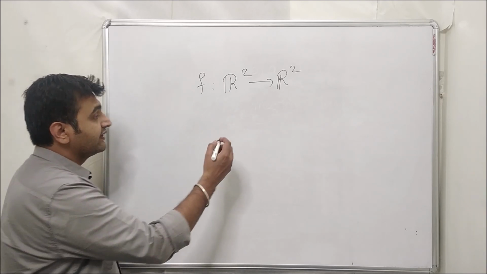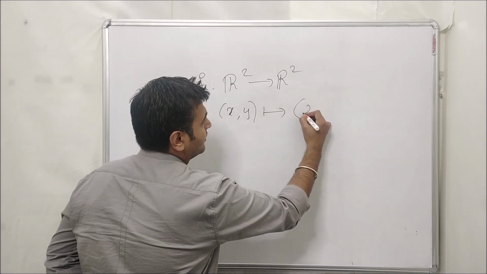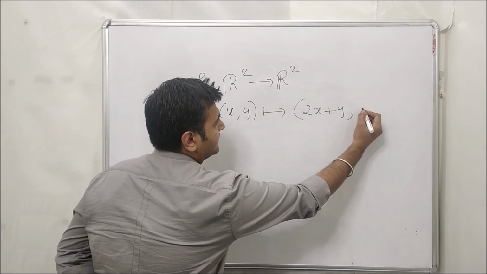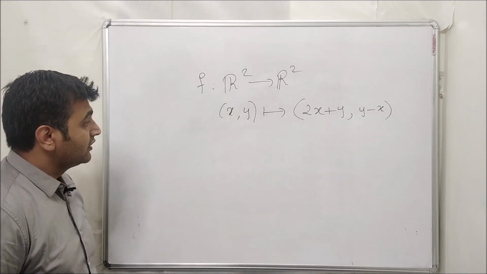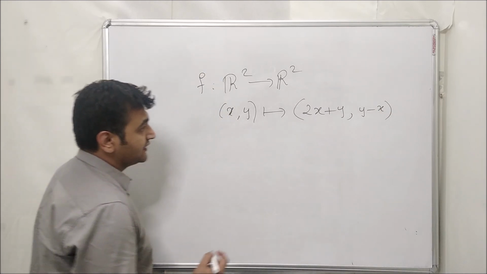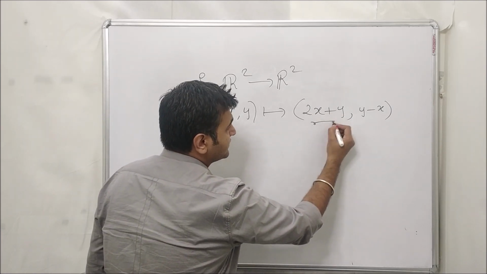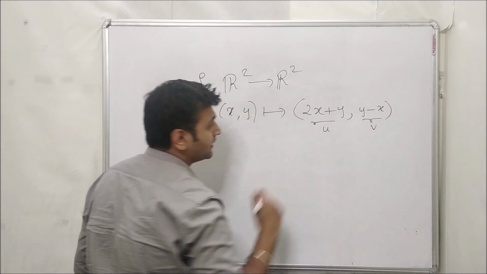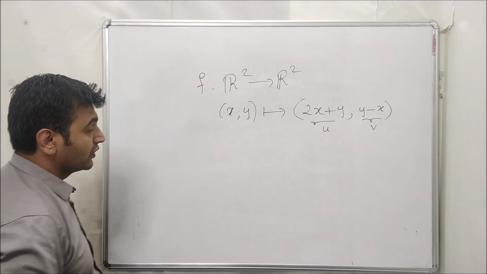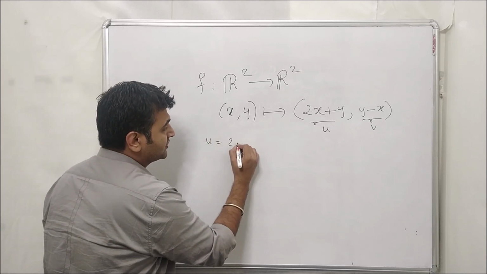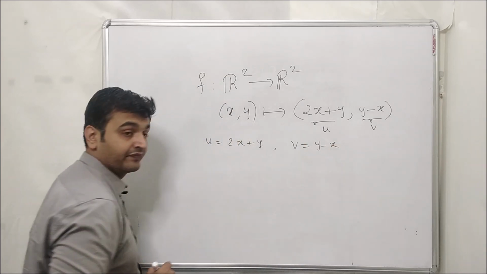So whenever you have a vector valued function, suppose your x comma y goes to 2x plus y and y minus x. So this is a function you have. Now what you can observe here is, the output is a vector, so let me call this u and this v. Question is, what is the Jacobian for this function? Here my u is 2x plus y, and your v is y minus x.